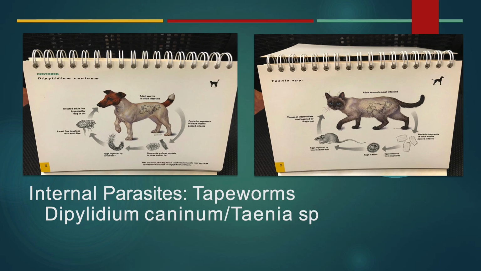So those little things that they're pooping out, those are egg packets, and there's a couple hundred eggs in that little segment. Those dry up, and the flea larvae or adult flea comes along and eats that packet, or eats the eggs. Then it goes through a life cycle in that flea, and the dog or cat's grooming themselves and they ingest the flea. And then the tapeworm can basically set up shop in the dog or cat.